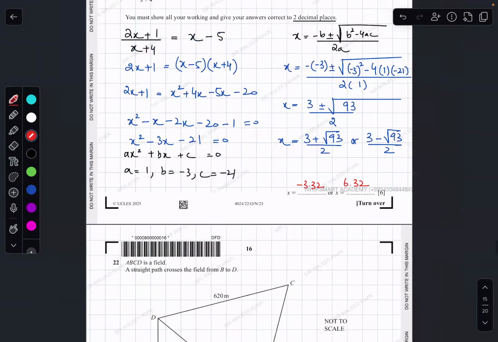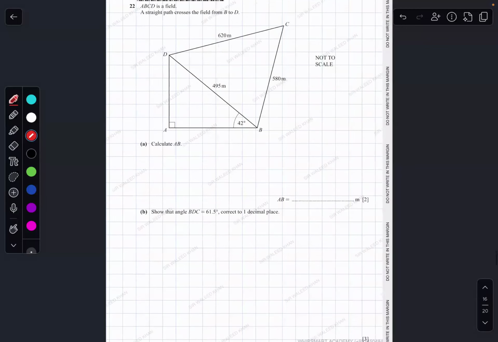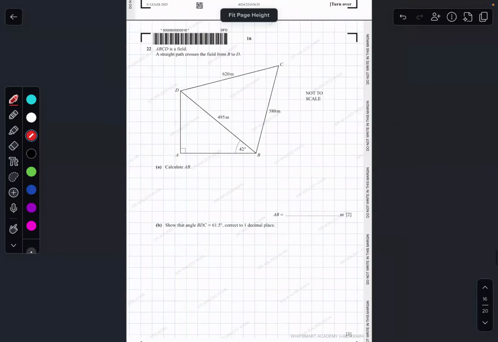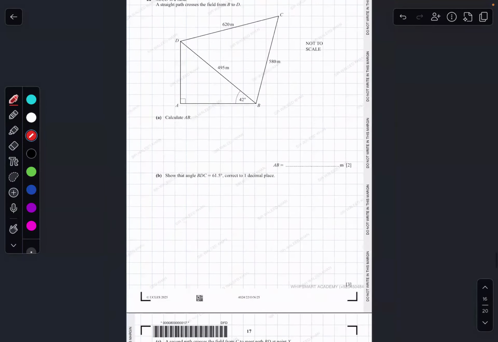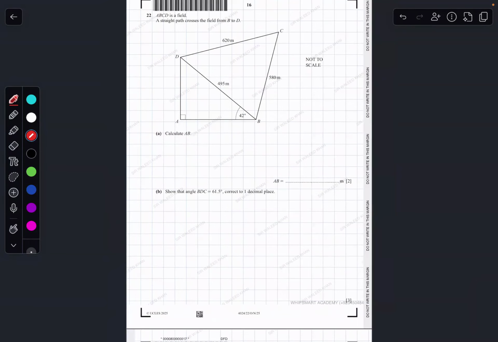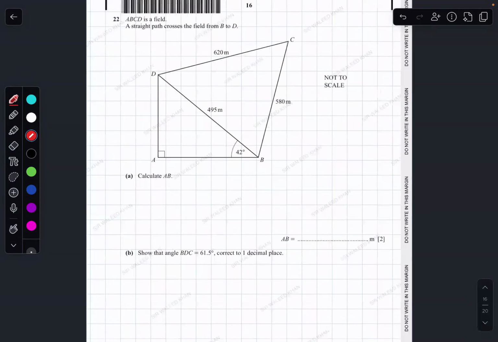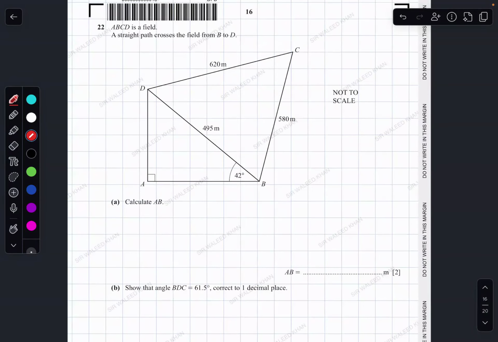Okay. 6-mark question. Next, question number 22. How many questions are left? We are left with 2 more questions. So question number 22. ABCD is a field. A straight path crosses the field from B to D. Calculate AB. So pretty simple to calculate AB. We have to use, because it's a right angle triangle, as you can see, it's a right angle triangle.